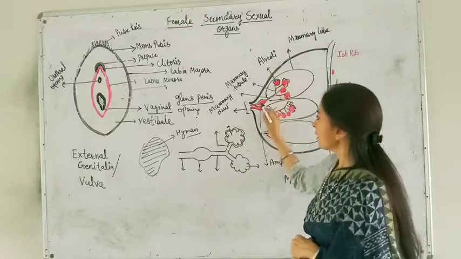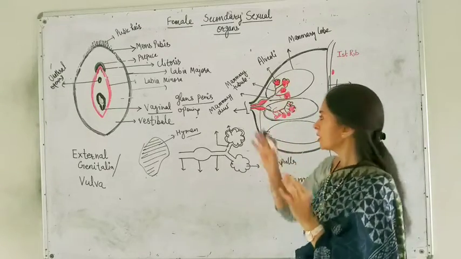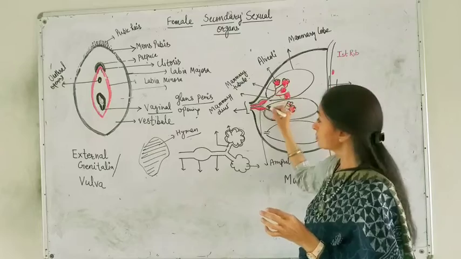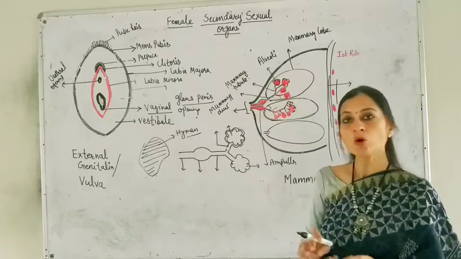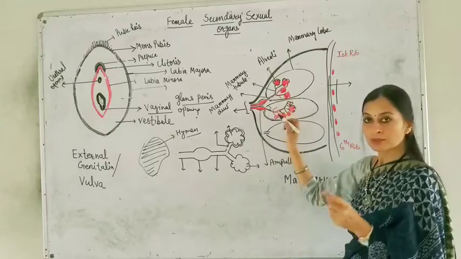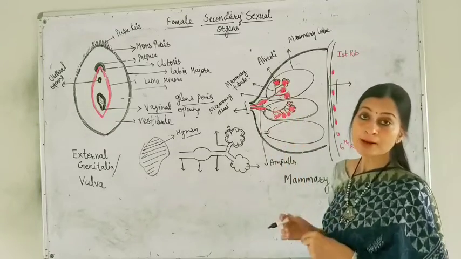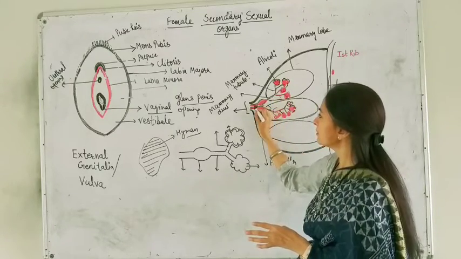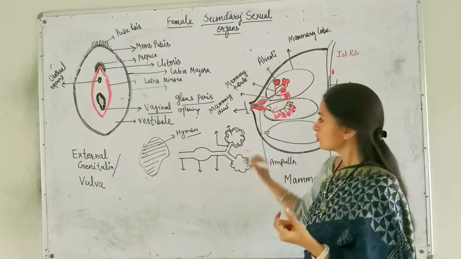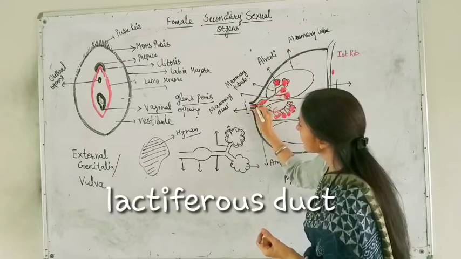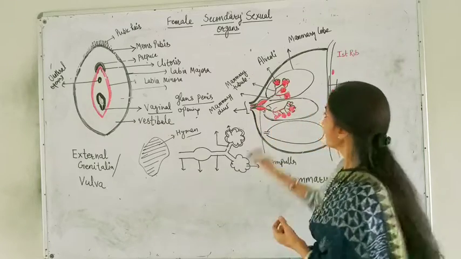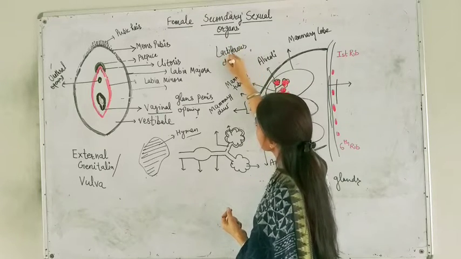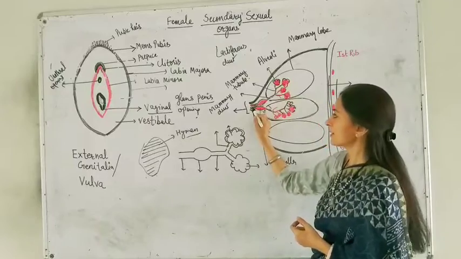And then the ampulla of all the lobes. Because the ampulla is linked to the duct and there are 15 to 20 lobes, imagine there are about 15 to 20 ampullae. So the ampullae of all the lobes join to form another tubular structure known as lactiferous ducts. You can see here these are the lactiferous ducts.